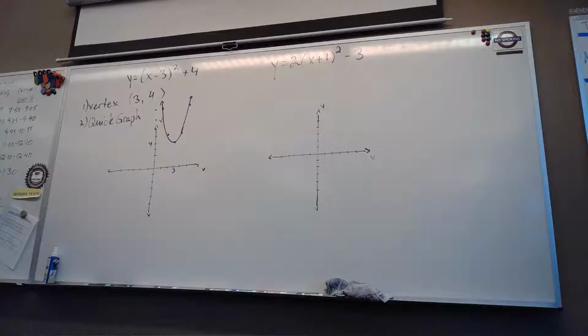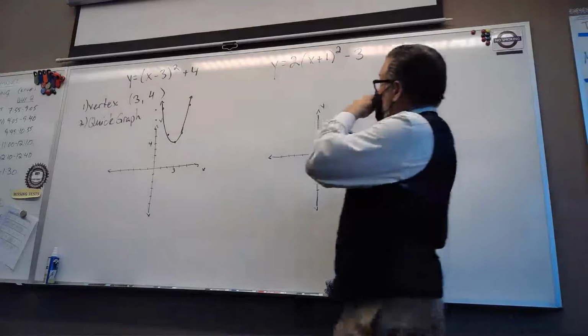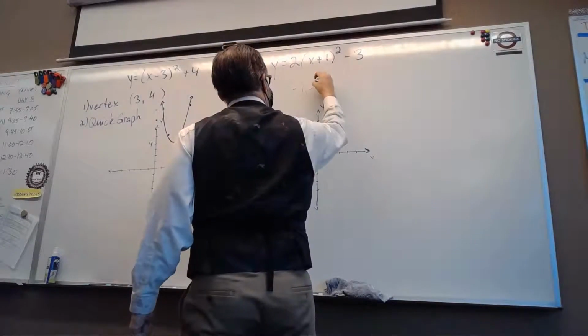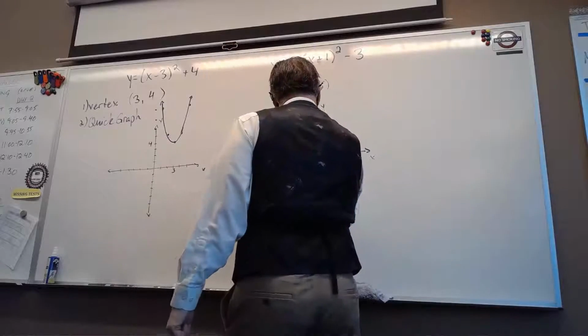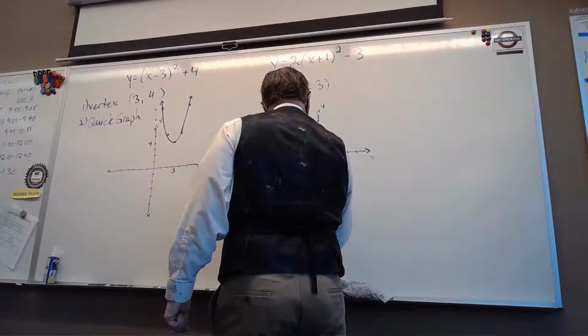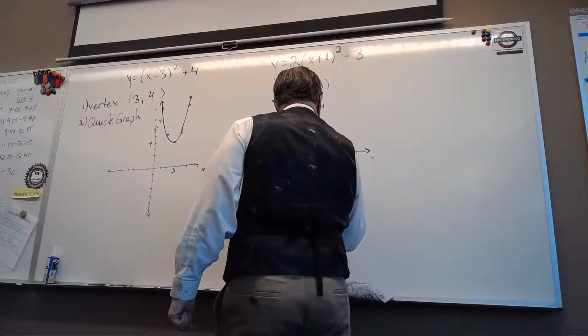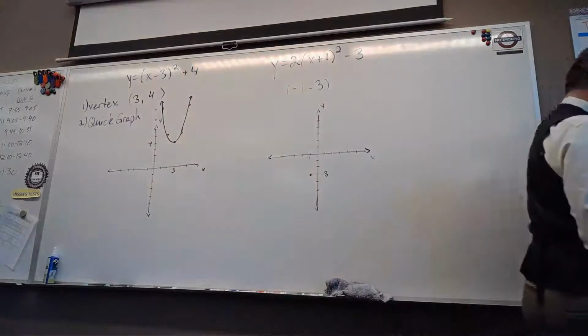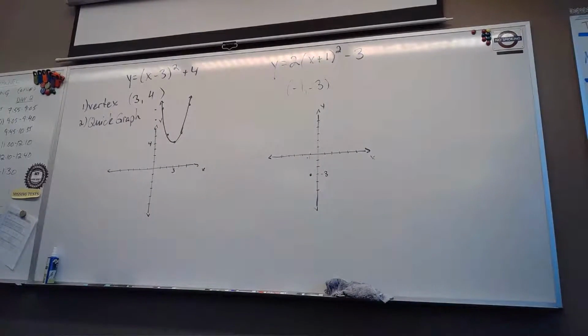Amber, where's the vertex of this one? -1 comma -3. So -1, -3. This one is down here. Cool. Thank you, Amber. Quick graph. Here we go.